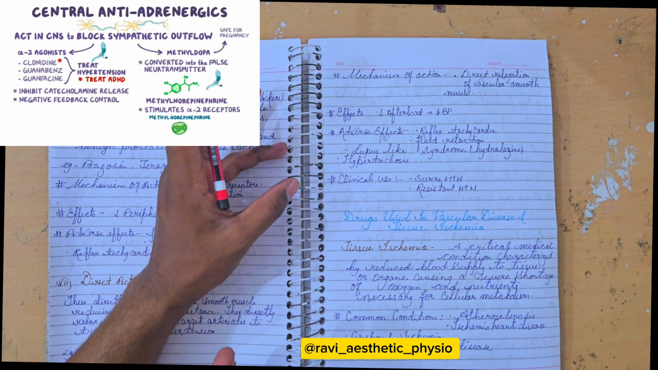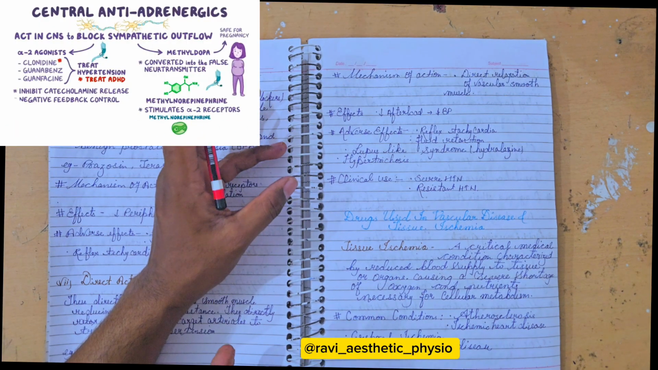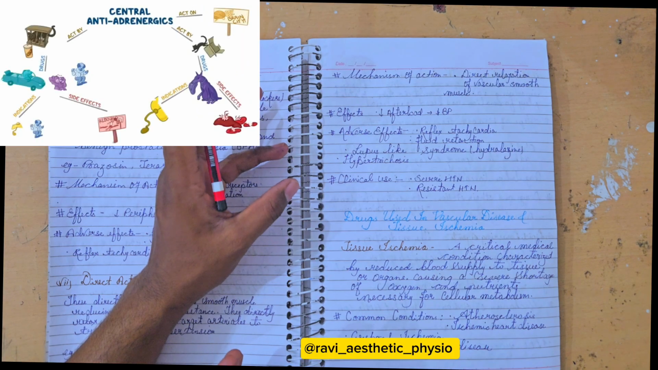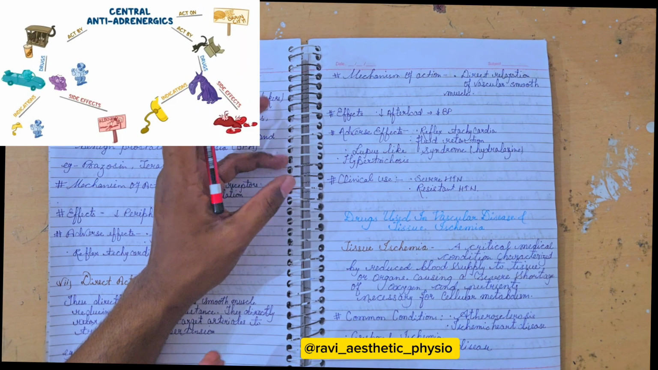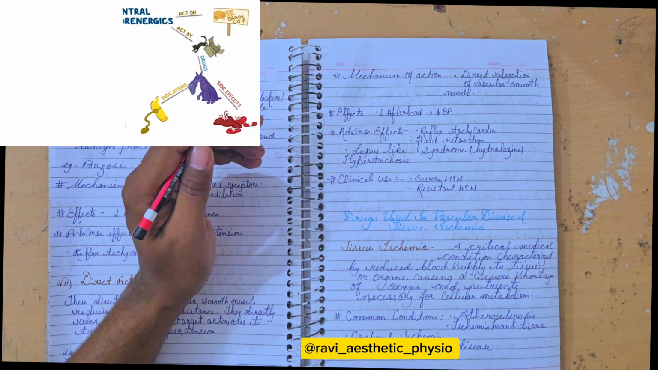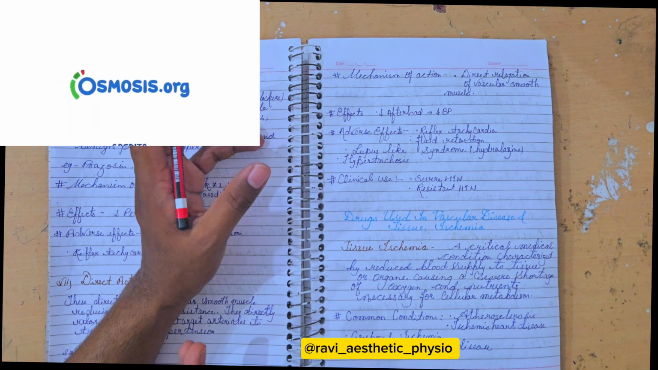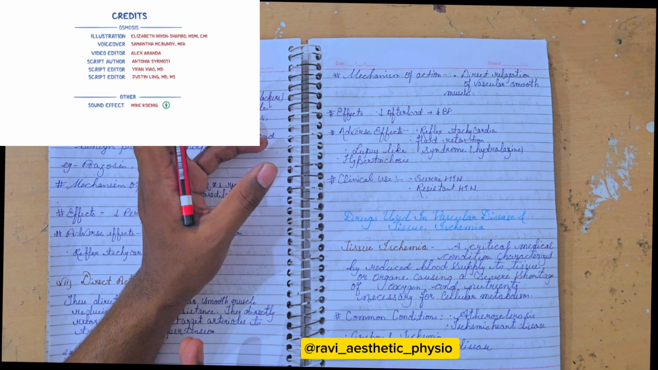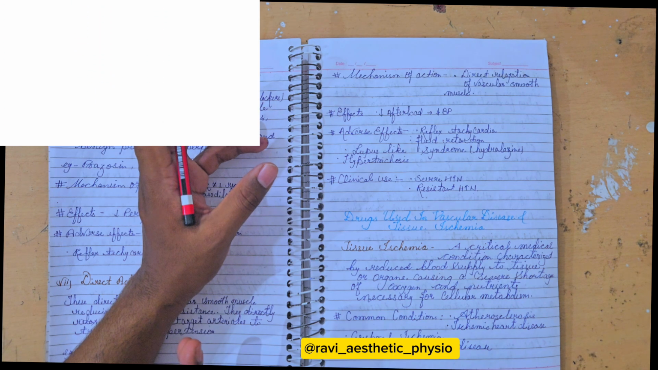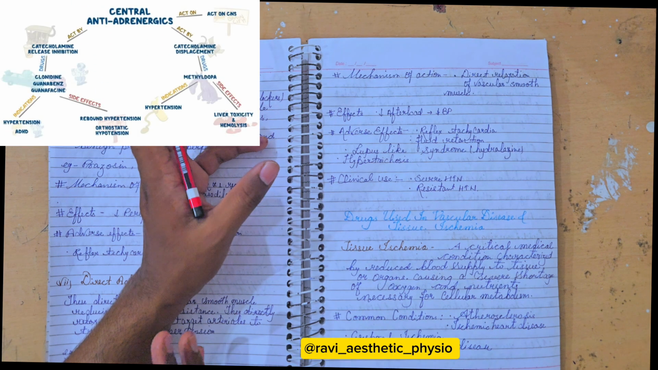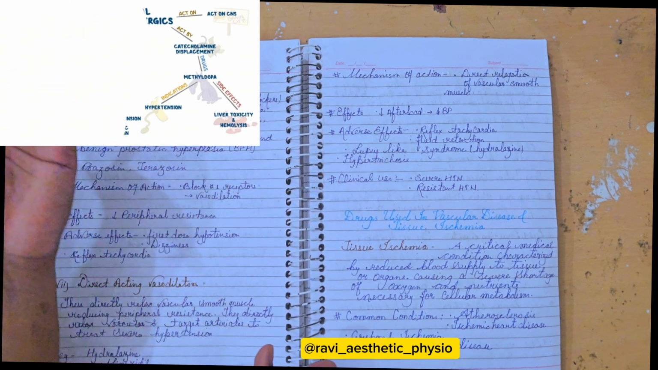But wait, there's more. Here's a mind map with all of the mnemonics. Go ahead and pause the video so you can test yourself and see what you remember. Stay tuned for the answers after the words. Clinical uses: severe HTN and resistant HTN.